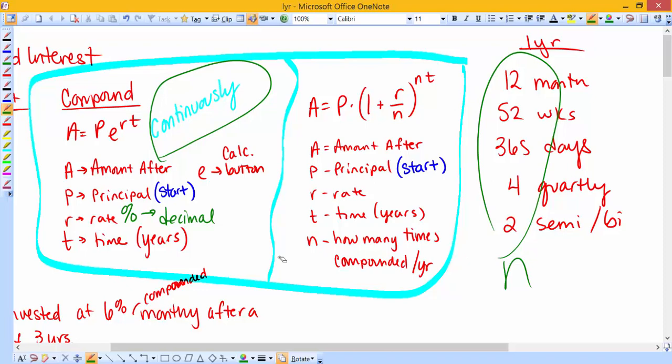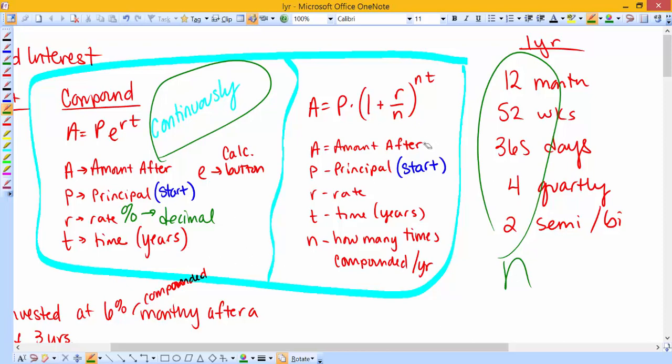Like my checking account and my savings account are each only compounded once a month. So that's 12 times a year. Compounded twice a year would be 2 times a year. How many times a year is your n? So the difference between the two formulas, not much.